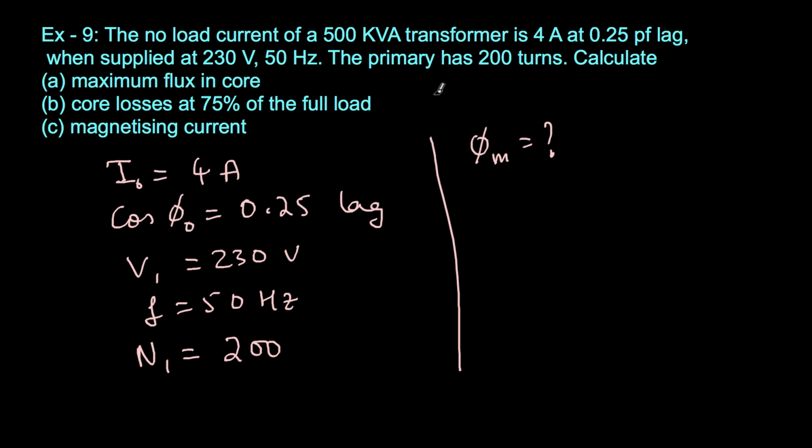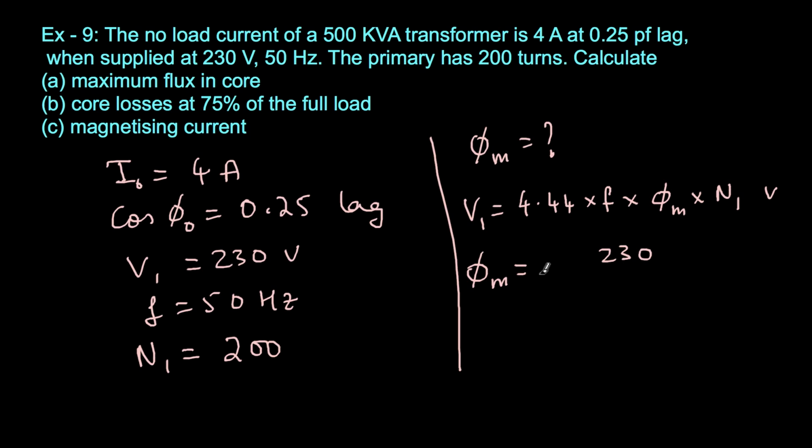To calculate the maximum flux in the core, we'll use the EMF equation of the transformer. So what is the EMF equation? V1 or E1 is nothing but 4.44 into frequency into maximum flux into number of turns in the winding. From this, V1 is given, F is given, N1 is given, so I can find out the maximum flux. So V1 is 230 divided by 4.44. This is the EMF equation we derived in the previous lecture, or the one before that. Frequency is 50 and N1 is 200 turns. Let's see how much it is.